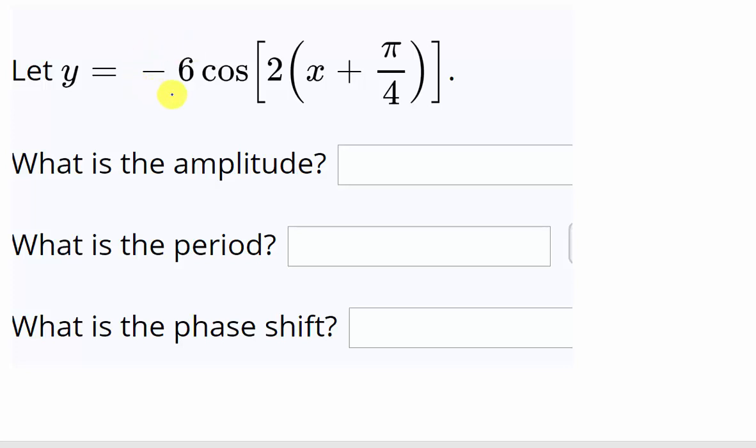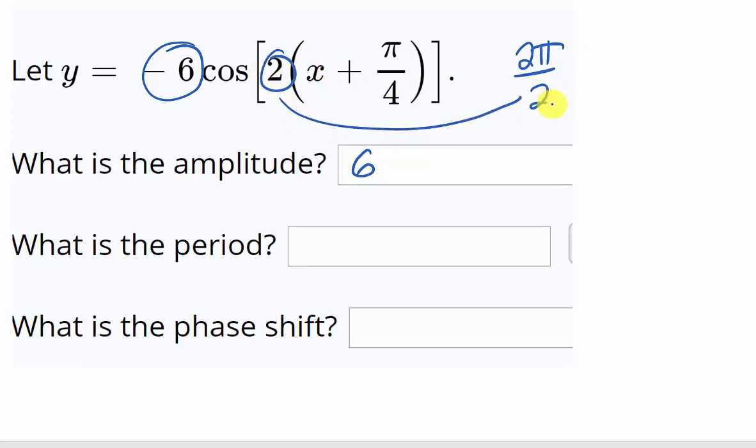So first of all, we look at the front here to decide the amplitude, and remember that it's the absolute value of that because it's how far away it gets from the baseline, and that's going to be 6. The period is going to be 2 pi over this number here, 2. That's our omega, and so that's going to be pi.